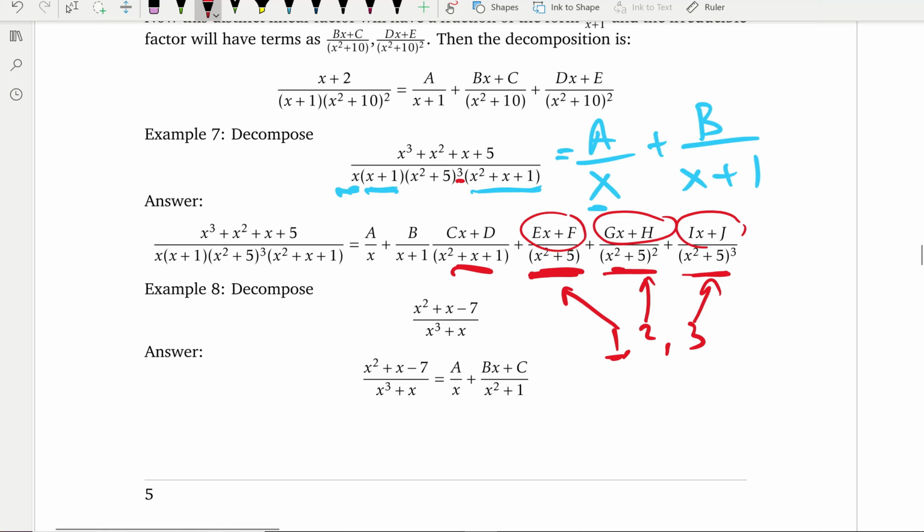And why do we have linear factors in the numerator? Because this is a second degree factor in the denominator. All right, x squared plus x plus 1 is a second degree irreducible factor and it's not repeated. So it's x squared plus x plus 1, just one fraction, but the numerator is Cx plus D. That's the decomposition.